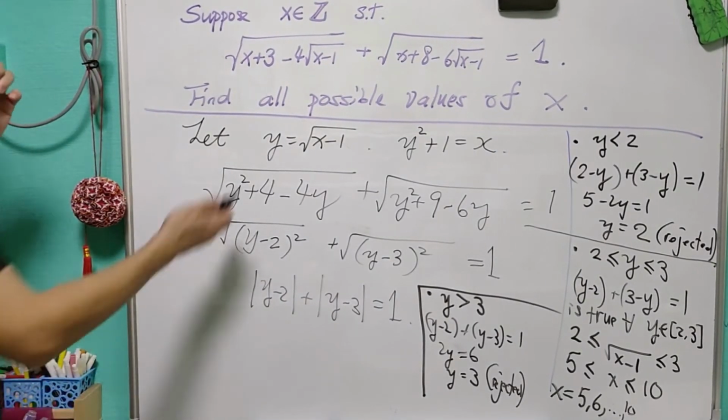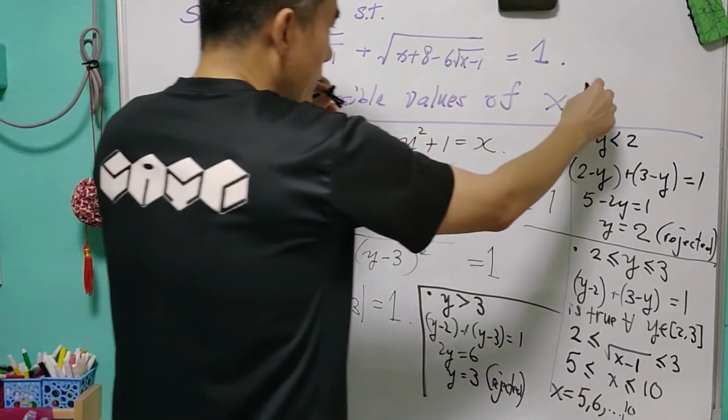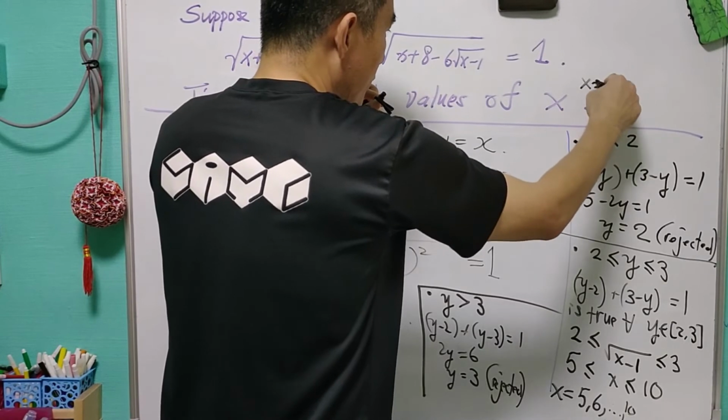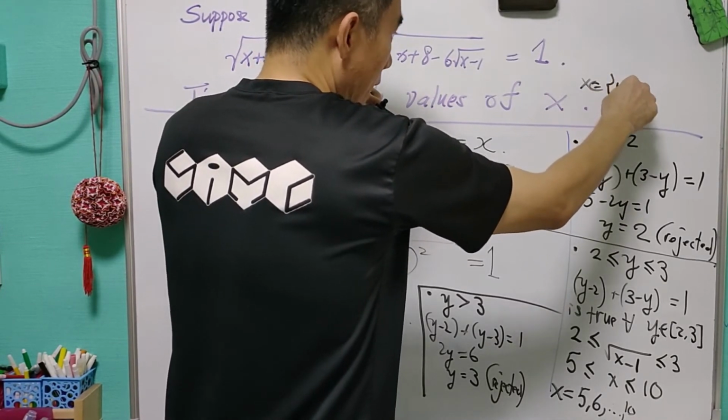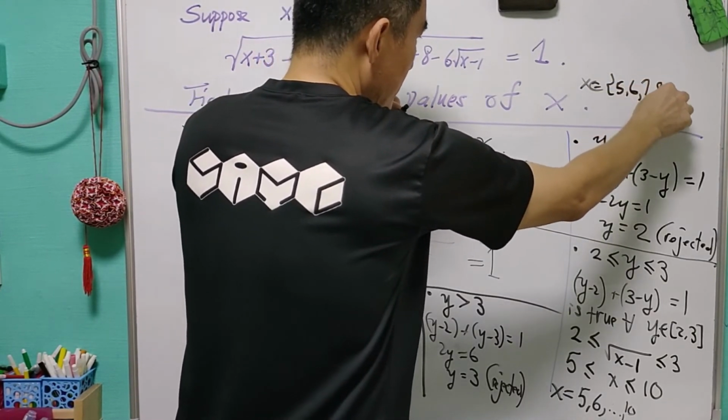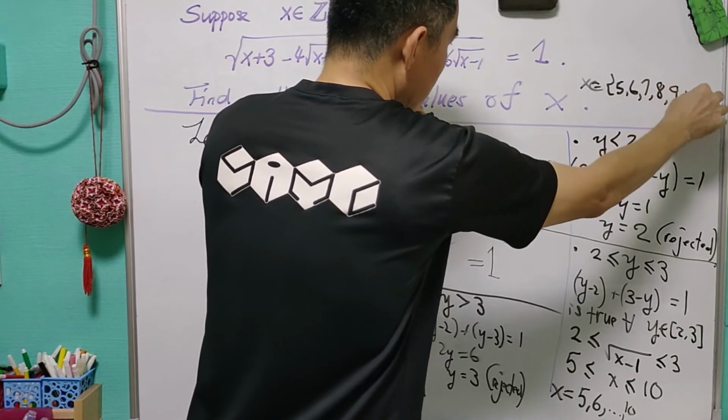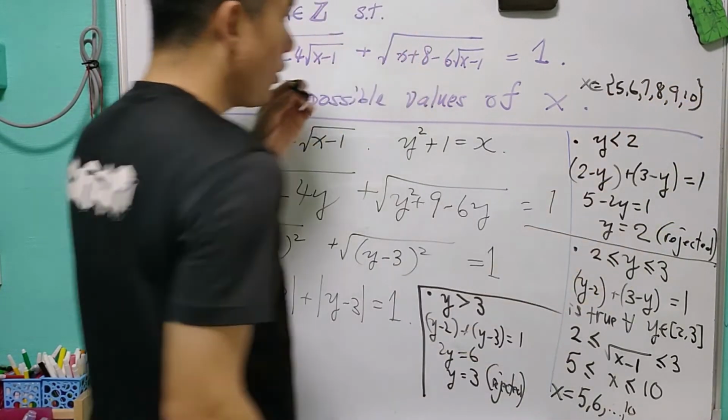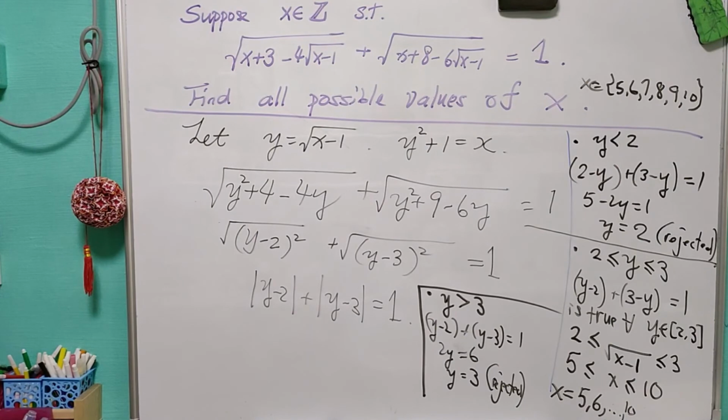In short, all the possible values of x are 5, 6, 7, 8, 9, and 10. So these are all possible values of x.